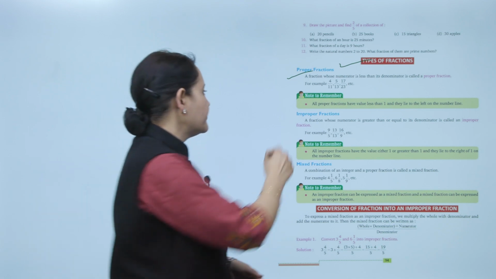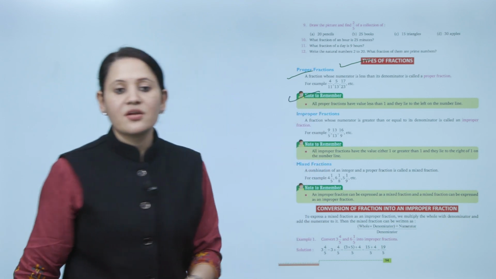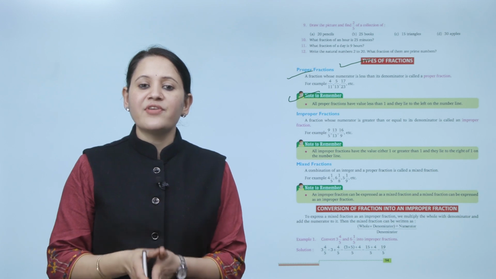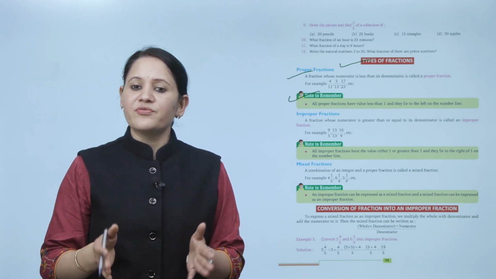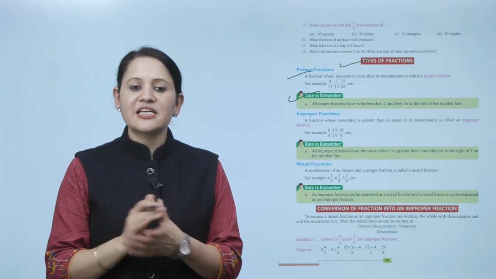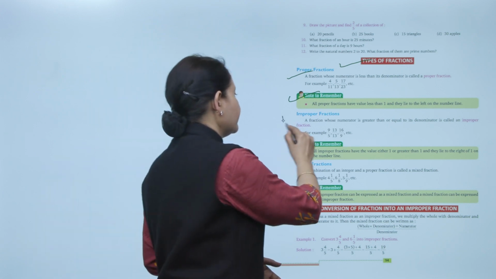Note to remember. All proper fractions have the value less than 1 and they lie to the left of 1 on the number line. Clear? Next is improper fraction.